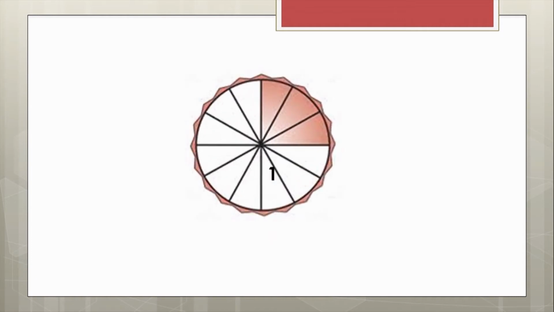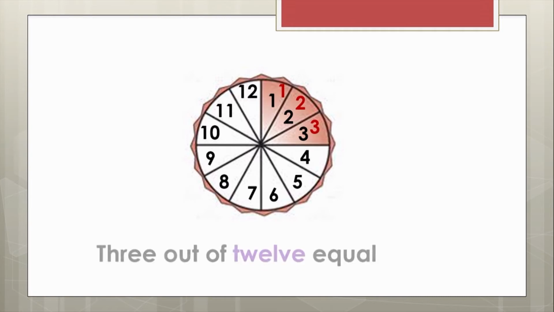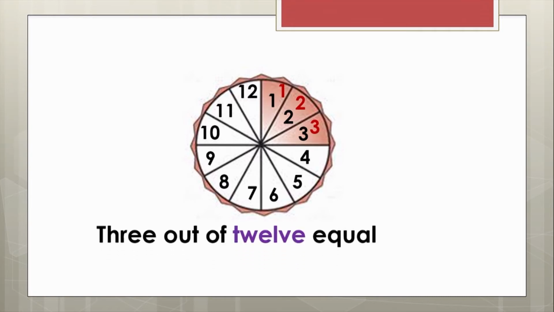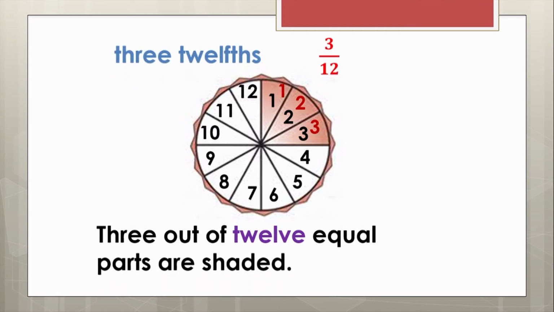All right, so let's count again. 1, 2, 3, 4, 5, 6, 7, 8, 9, 10, 11, 12. So this is our pizza. Let's count the shaded area now. 1, 2, 3. So what is the portion that Star ate? Star ate 3 out of 12 equal parts. So Star ate 3/12ths of the pizza.